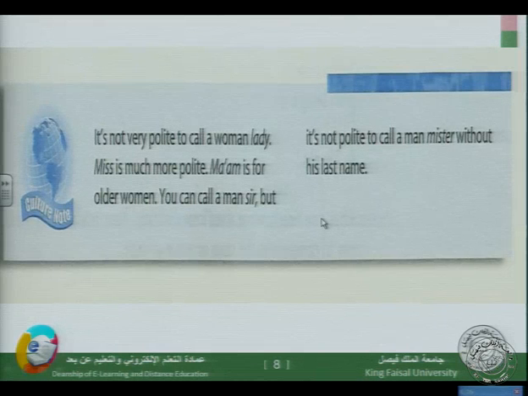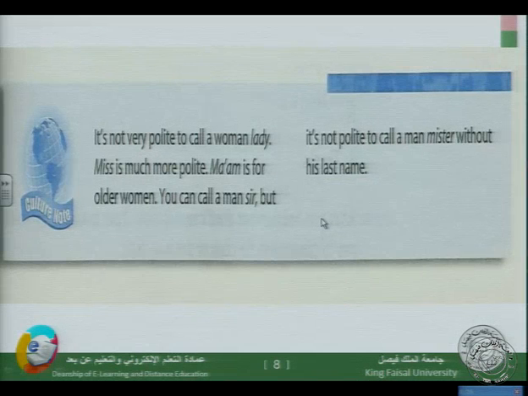It's not very polite to call a woman lady. Miss is much more polite. Ma'am is for older women. You can call a man sir, but it's not polite to call a man Mr. without his last name. And we sometimes make mistakes in using them, but it's not exactly a mistake, it's that we have different cultures.